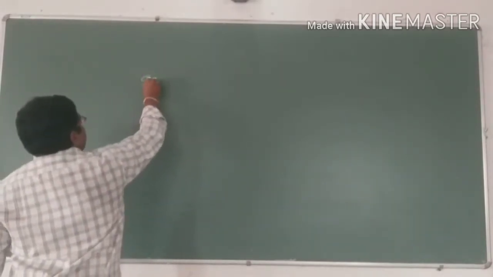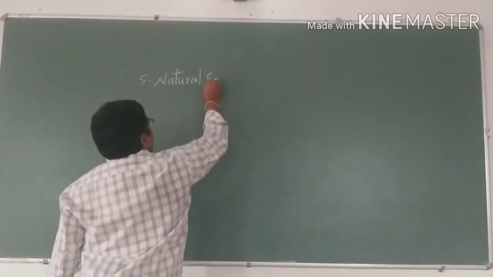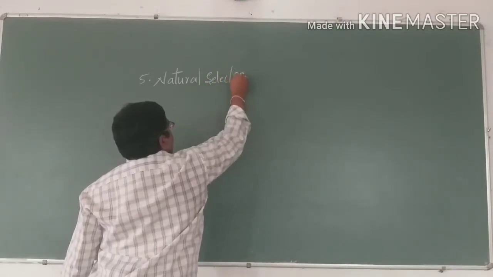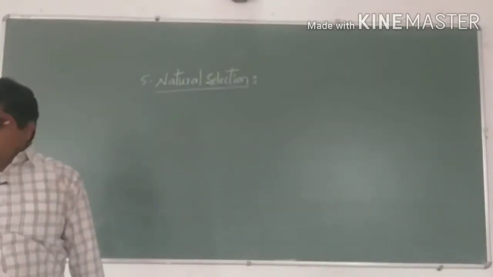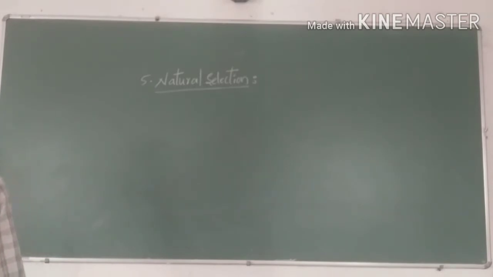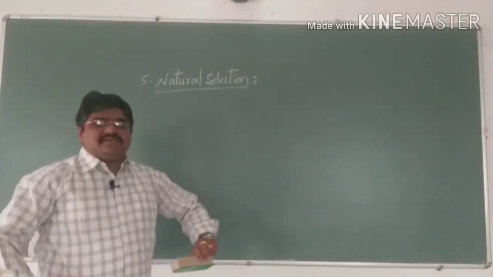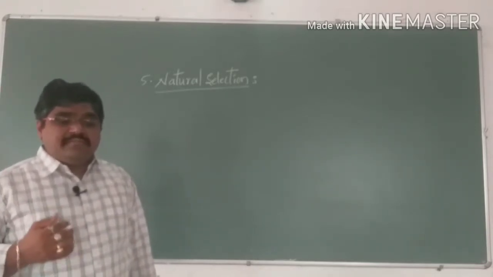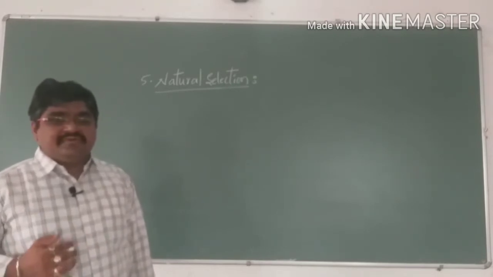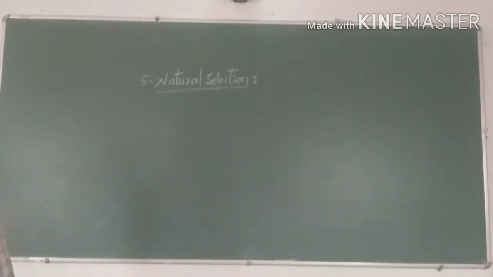Here the fifth one is natural selection. Natural selection can be defined as the selection of a better adaptive environment by nature. That means it is the process in which better adapting individuals are produced by nature, and that we call natural selection.